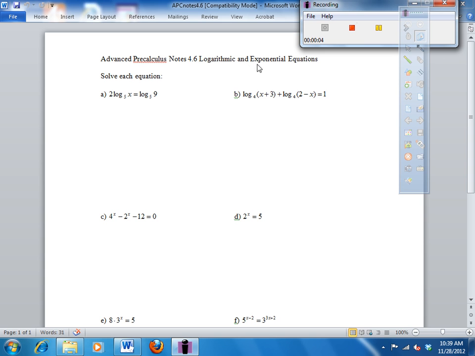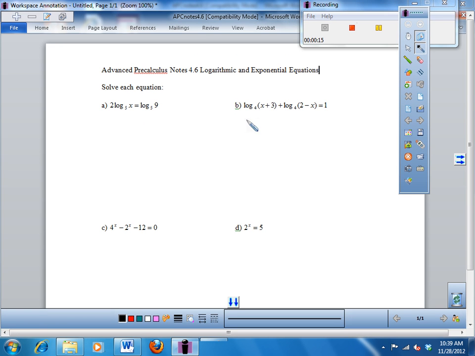Solving logarithmic and exponential equations. So you already know most of the things you need to do to solve these. There's no real new properties. It's just using some of the properties of logarithms to solve these types of equations.